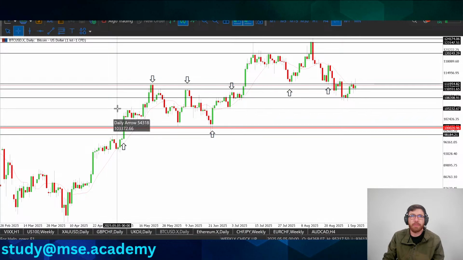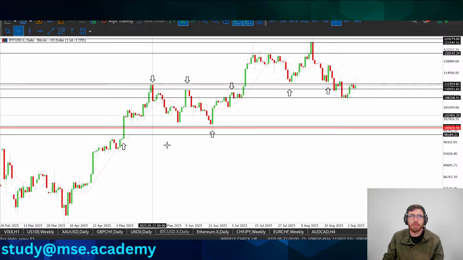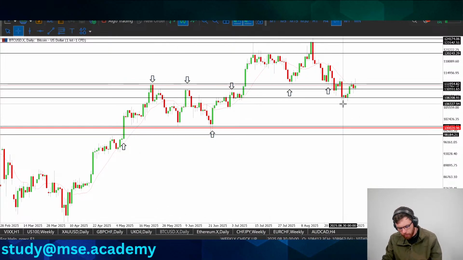Now, there is definitely an argument to be made about this point here where the market pulled back, but as you can see, the market traded sideways. So it wasn't as if the market pulled back from this level. It actually did break through that level quite quickly. So the next continuation would be 100K.